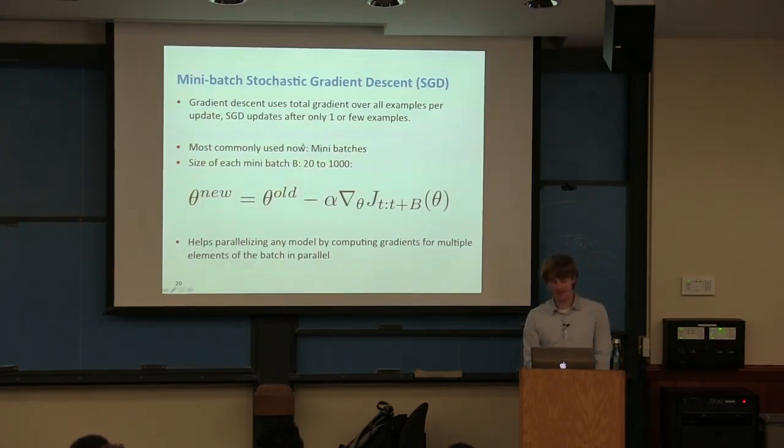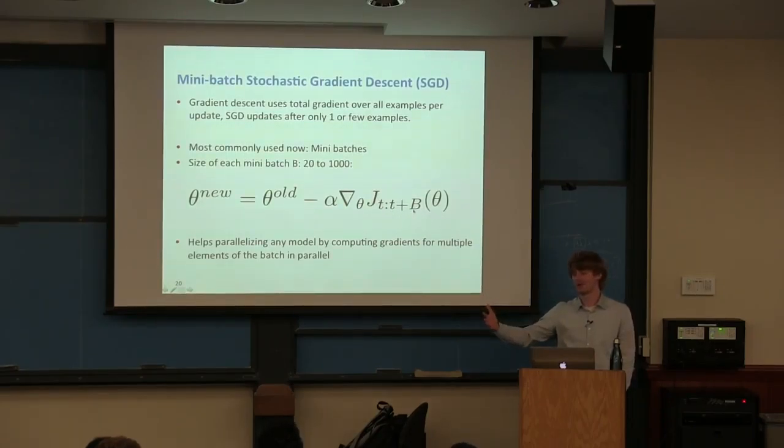Basically, you can have a mini-batch. They're usually between 20 to 1,000 in size, and we'll abuse the notation here a little bit for J, and have 20 data points, or up to 1,000 data points, for which we compute our gradients, and then we make an update step after computing those. And that helps a lot with parallelizing.